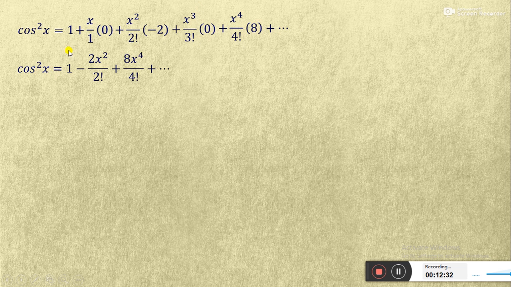Therefore cos square x equal to 1, minus 2x square by 2 factorial, plus 8x power 4 by 4 factorial, plus etc. So cos square x equal to 1 minus 2x square by 2 factorial plus 8x power 4 by 4 factorial plus etc. This is the answer, the series for cos square x.